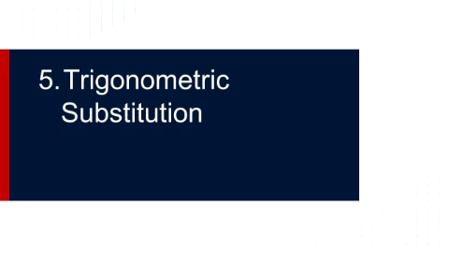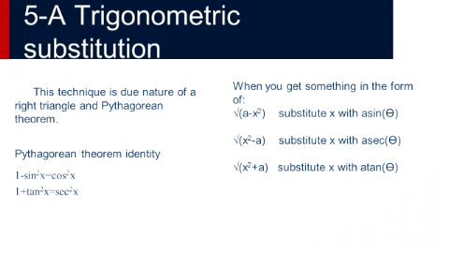Trigonometric substitution aims to simplify complex radical functions in the denominator into functions that can be more easily solved. In order to use this technique, we must understand two important Pythagorean theorem identities. The first one being 1 minus sine squared x equals cosine squared x. The second, 1 plus tangent squared x equals secant squared x.